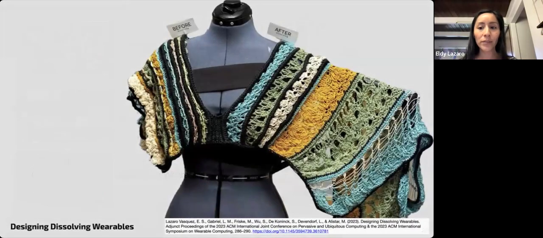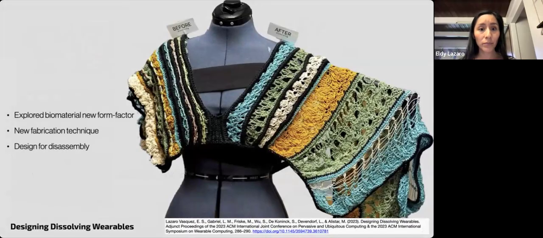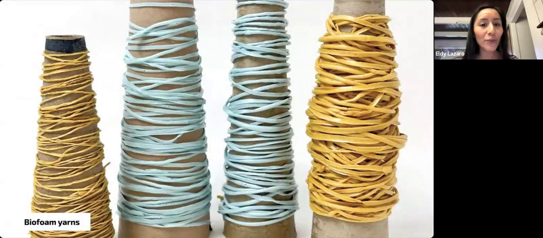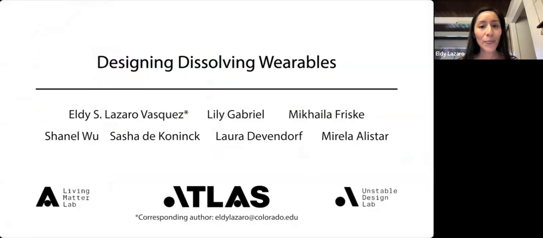And in dissolving wearables, we explore new form factors of this gelatin biofoam, new fabrication techniques as well, because we were trying to make biofoam in the shape of a yarn. And we also explore design for disassembly. So these are the biofoam yarns. They are pretty chunky. Imagine just chunky yarns. And in the paper, we explain in detail the fabrication process to get a circular cross section, like a yarn.